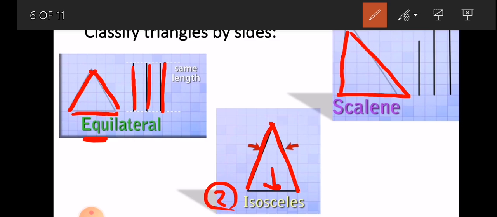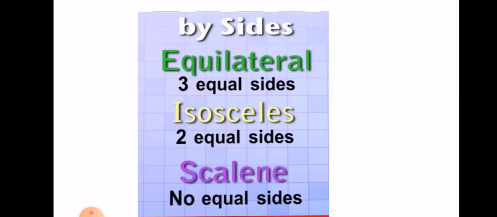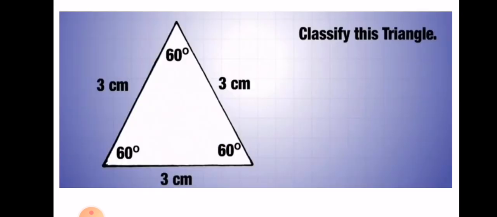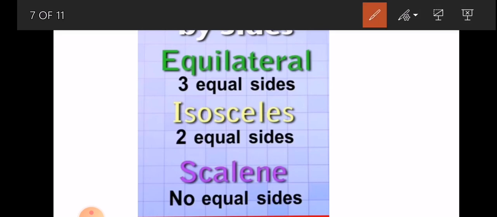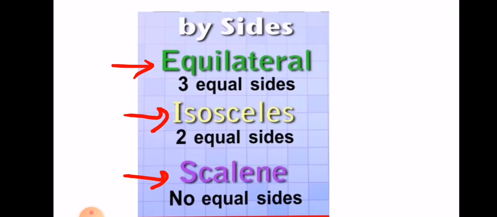I'm talking about what? The sides. So here I'm classifying the triangles according to the sides. According to the sides, it can be equilateral, meaning three equal sides. It can be isosceles, two equal sides. It can be scalene, which has no equal sides, meaning different sides.